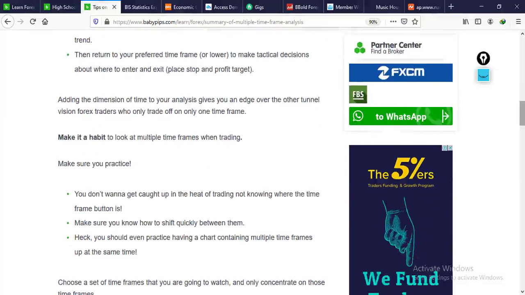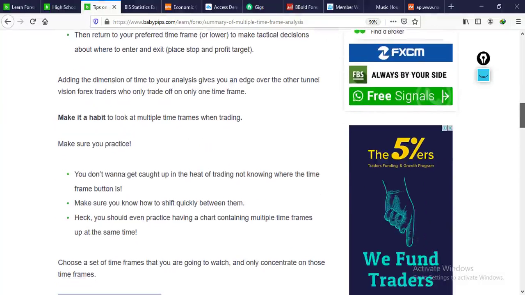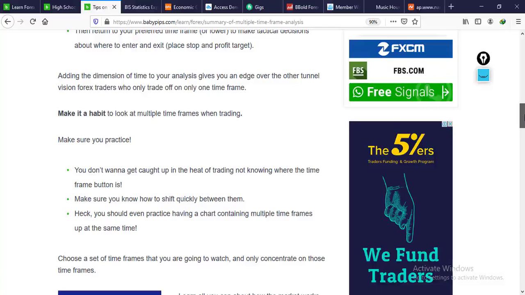So adding the dimension of time frame analysis to your trading gives you a better edge over other forex traders. So make it a habit to look at multiple time frame analysis when trading. Make sure to practice. You don't want to get caught up in the heat of trading not knowing where the time frame button is.